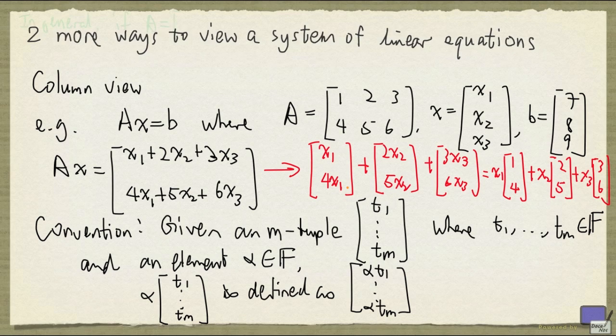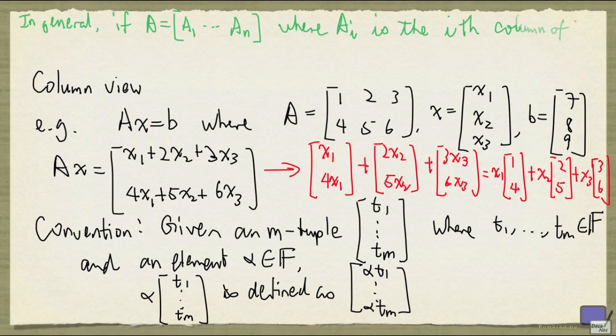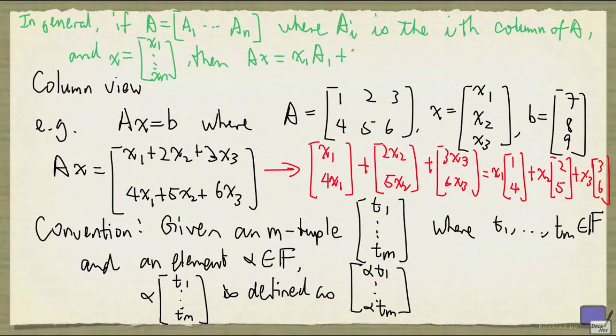So in general, if A is a matrix given by the columns A1 up to An, where Ai is the ith column of A, and x is x1 up to xn, then Ax is simply x1 A1 plus x2 A2, and so on all the way up to xn An.